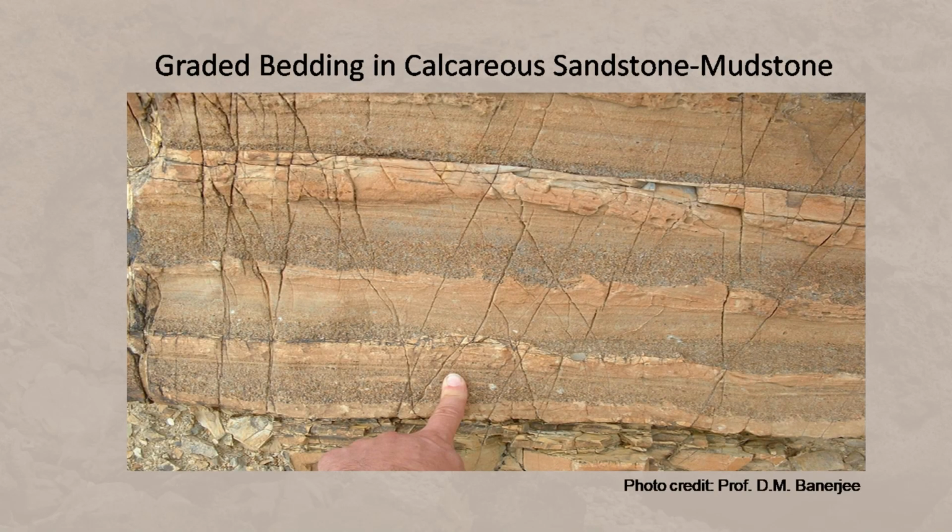There is graded bedding in a calcareous mudstone. Now you can see there is a series of beds, one after the other. A graded bed, then followed by a parallel laminated sediment. Again a graded bed, parallel laminated sediment. So this is a type of graded bed which you see in the outcrops.